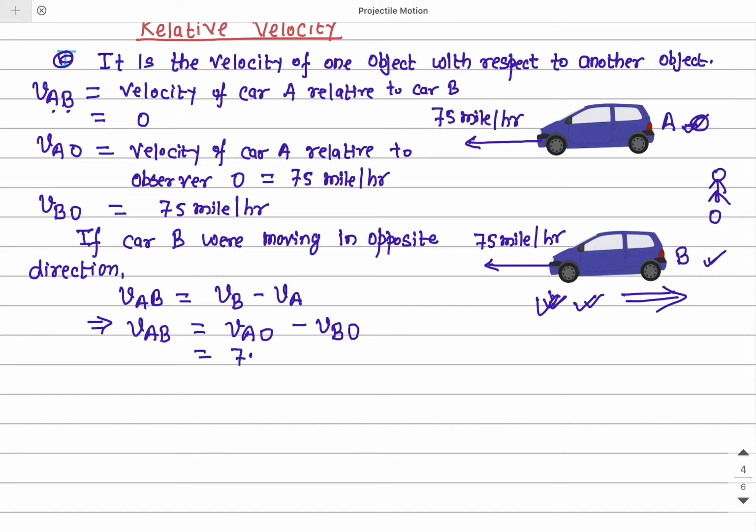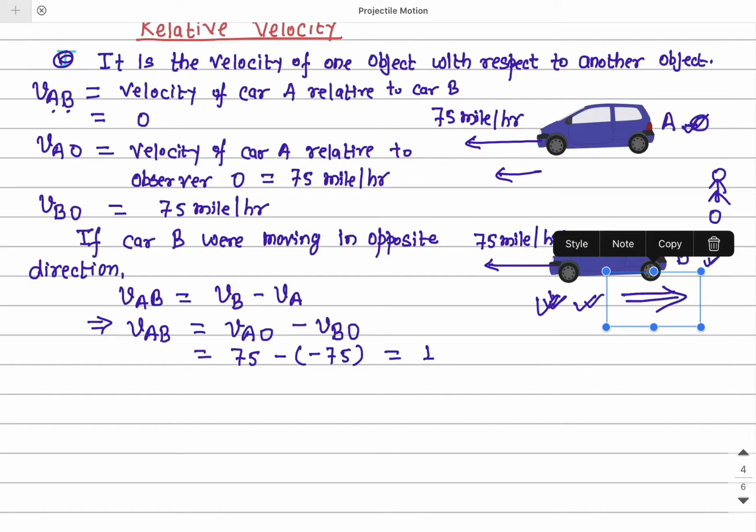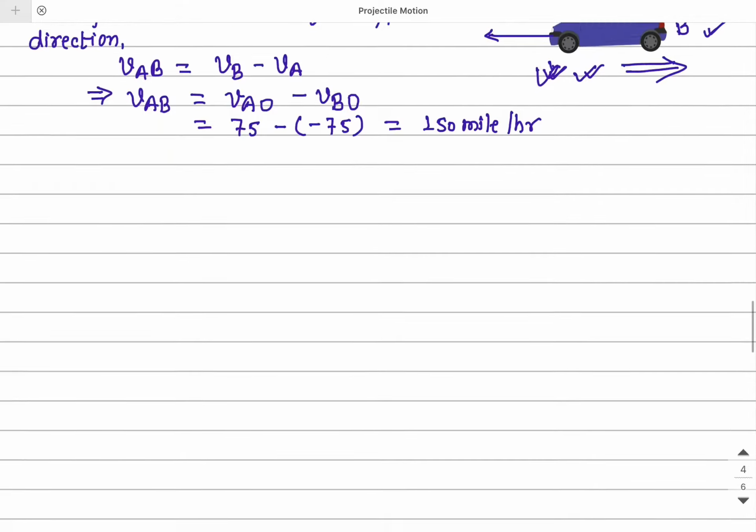This one we say is 75, if we take this direction as the positive direction. Minus, as this car were moving in the opposite direction, then it would be negative 75. So it would be 150 miles per hour. So if the two cars were moving in the opposite direction, then the relative velocity of one car with respect to another car would be 150 miles per hour.